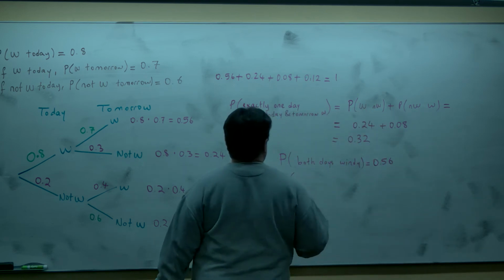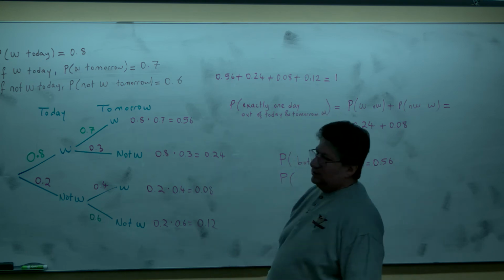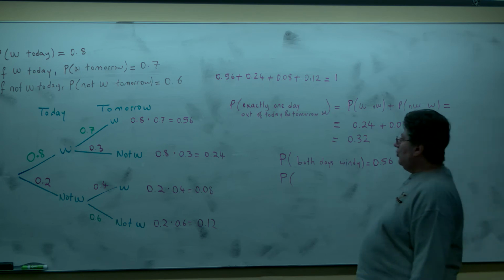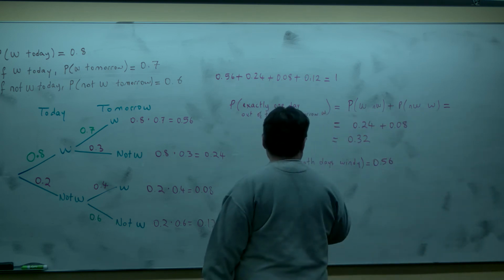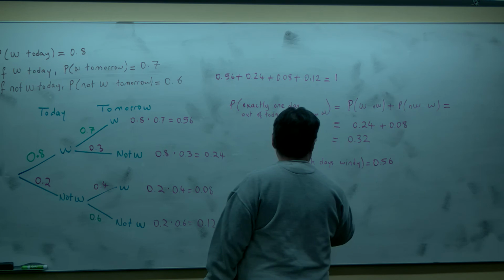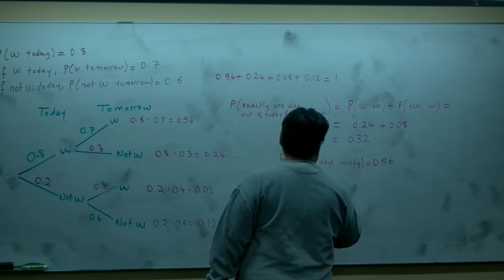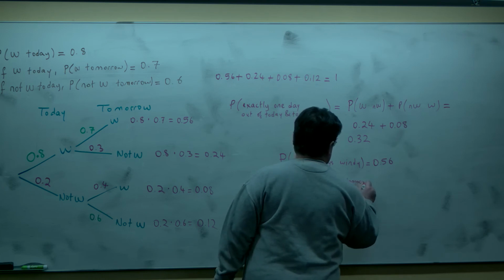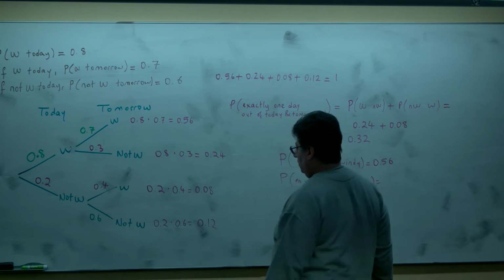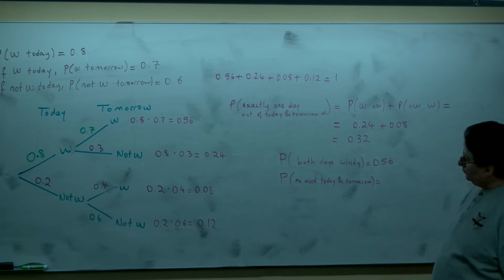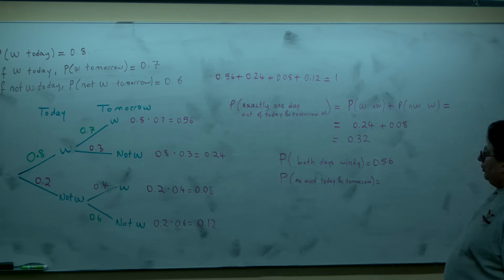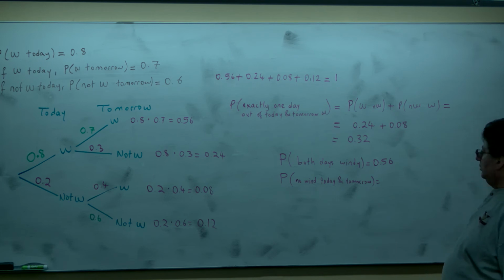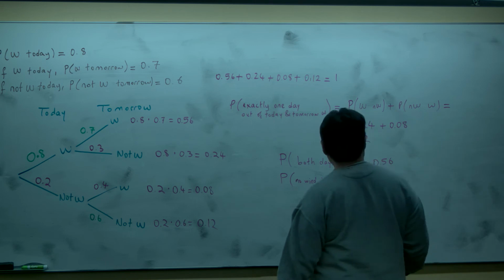The third question: what's the probability that both days will not be windy? No wind today or tomorrow. No wind today and tomorrow. Yes, Lisa? Would that be 0.2 times 0.3? 0.2 times 0.6. Oh, 6. Okay. That will be 0.12.